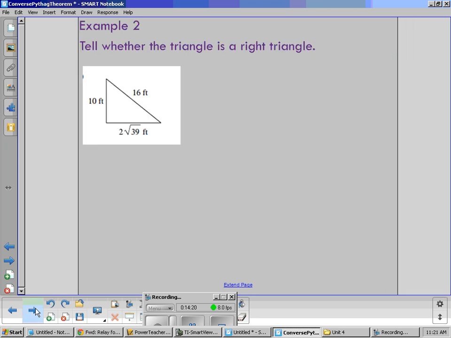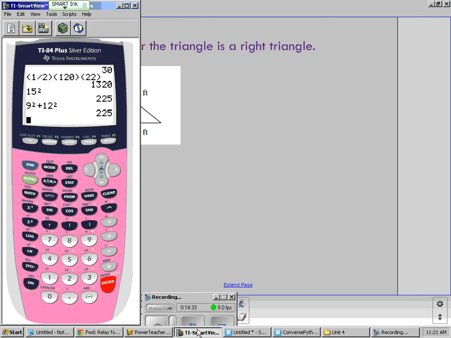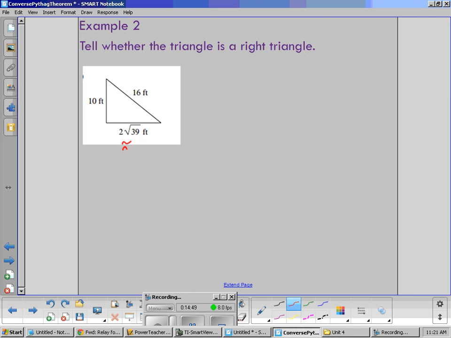Let's go on to the next example. This one's a little different. 2 square roots of 39. I'm not sure what integer that's near. So I'm going to put that in my calculator so that I can see what integer that's near. 2 square roots of 39 is equal to about 12.49, 12.5. So my smallest is 10, the one in the middle is 12.5, and the largest is 16.